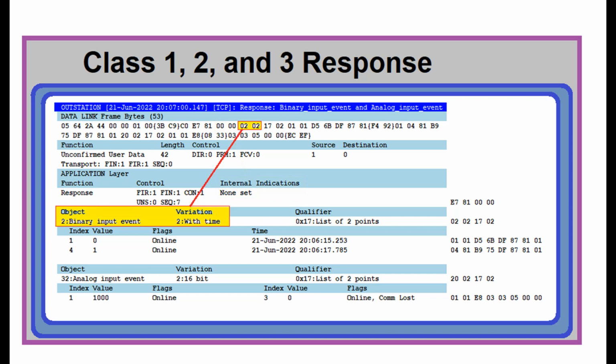The first object header is 2 for binary change events and variation 2 for reporting events with time. The qualifier is hex 17 used for a count, followed by 2 for a count of 2 events. The binary event starts with point index 1. The state flag octet is 1, representing a state of 0 with the online flag set. The next 6 octets are the time, with the 2 CRC octets inserted right before the last time octet. CRC octets are inserted at every 16 data octets.